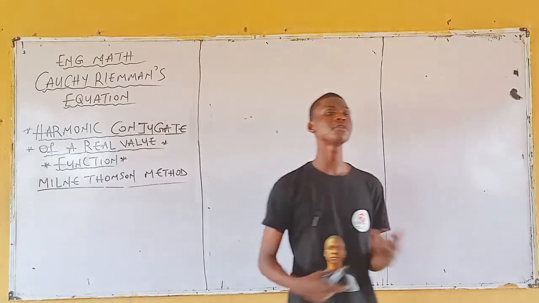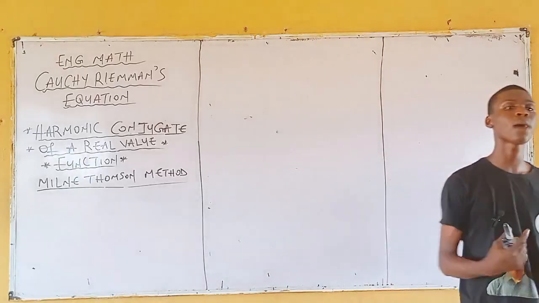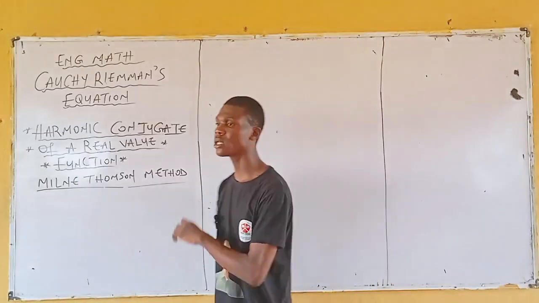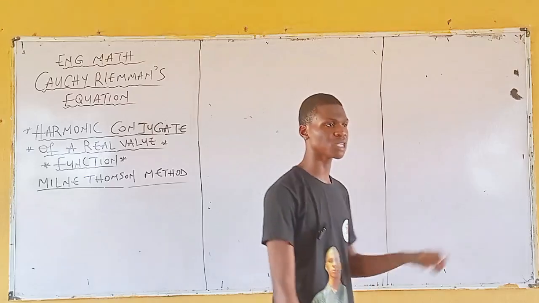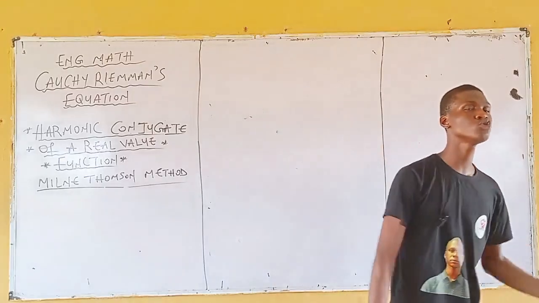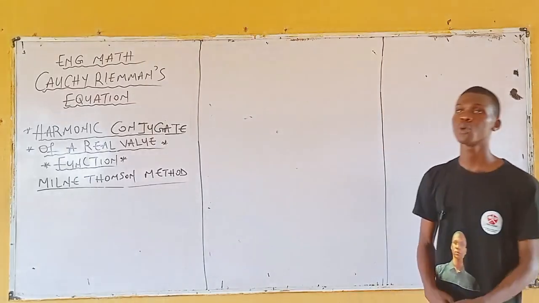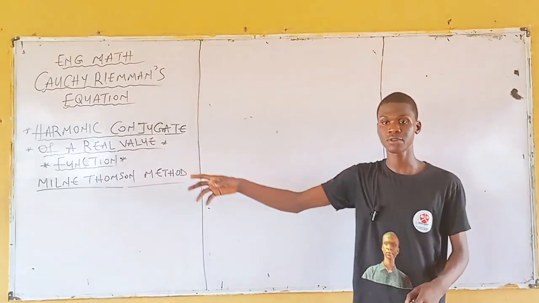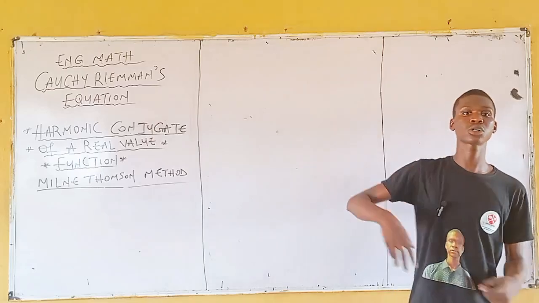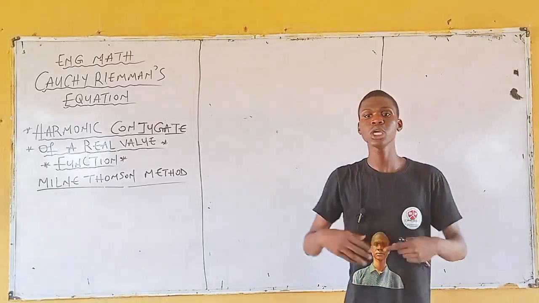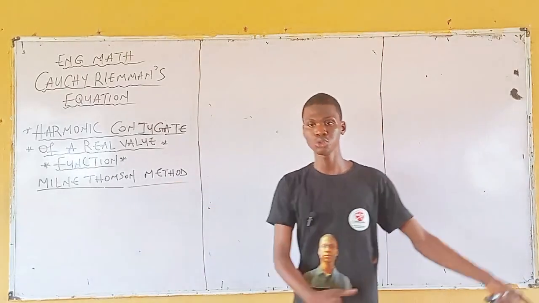Harmonic conjugate of a real value function, right? Still on harmonic conjugate of a real value function. So we'll be using the other method, meaning that we want to see the possible methods we can also use to solve a particular question. What we did previously was that we made use of the partial derivatives, right? Using the Cauchy-Riemann equation, we integrated, then we also differentiated. But in this case, do we have another method that we can use?